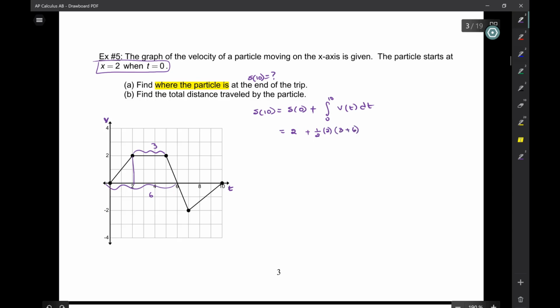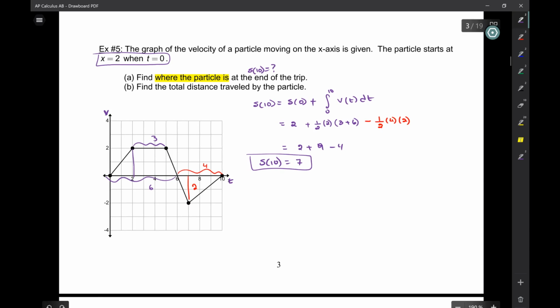Now this area in here is negative, right? And that's a triangle. The base is 4 and the height is 2. So minus half times base times height. So how much is that? That's 2 plus 9 minus 4, 7. So that's s of 10. Total displacement was 5 units. So that's A.